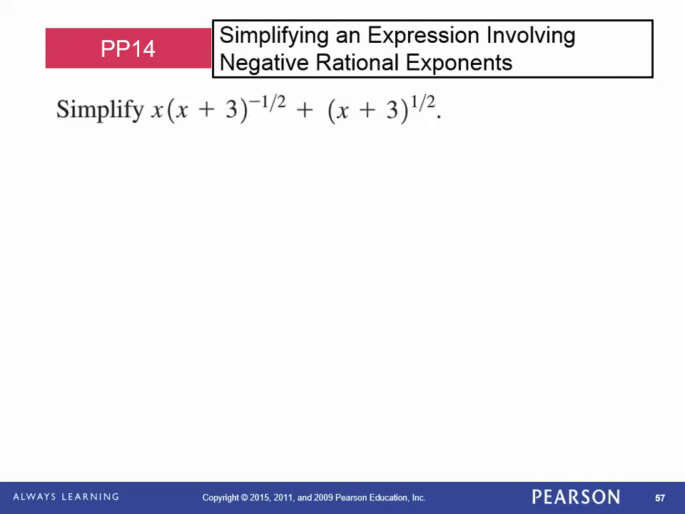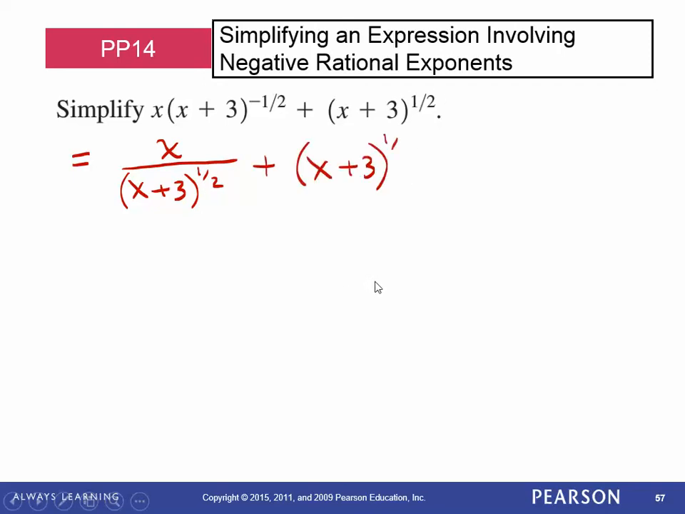So first of all, I'm going to get rid of all these little negative exponents here. And the problem one is this one right here. So let's deal with this here. That means x is going to stay on top. This one here, the x plus 3, is going to go down to the bottom. But now I get to have a positive exponent of 1/2. This one is already a positive exponent of 1/2, so I'm going to leave it as is.